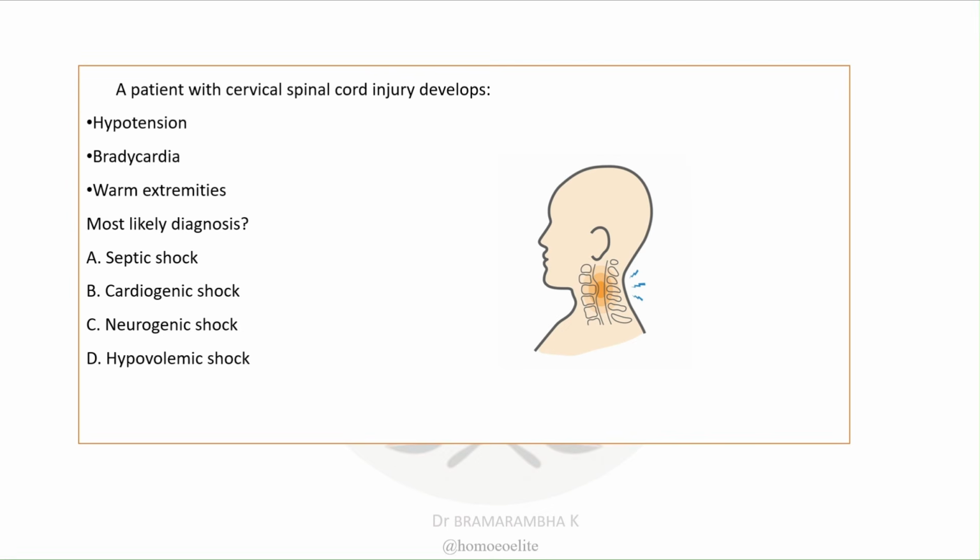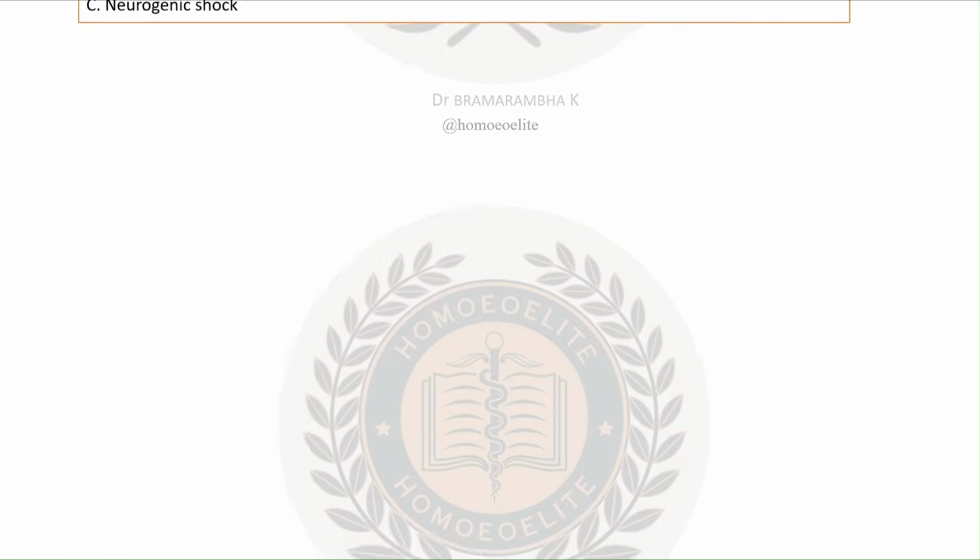It is very clear here that there is an injury to the spinal cord. We can rule out septic shock as there are no signs of infection. Cardiogenic shock is ruled out as the injury is mainly to do with the nervous system. There is no blood loss as such. So it is neurogenic shock. The answer is C, neurogenic shock.